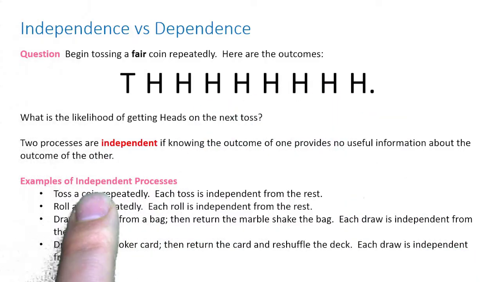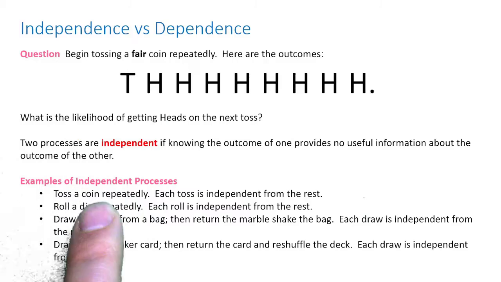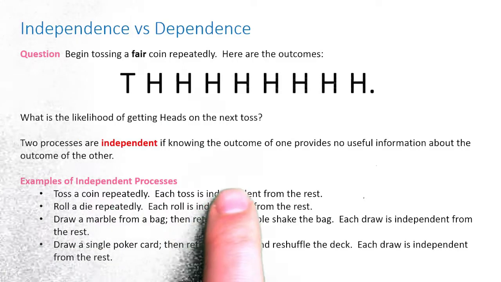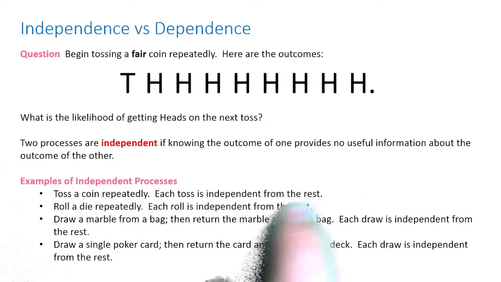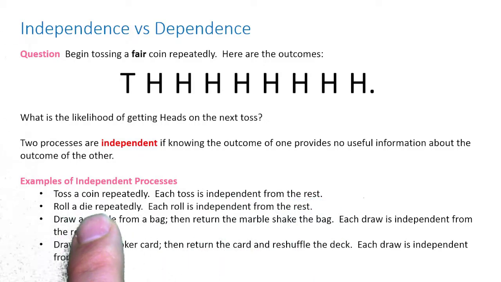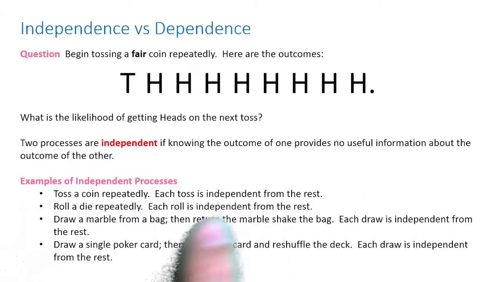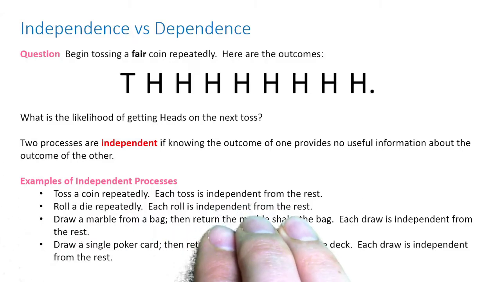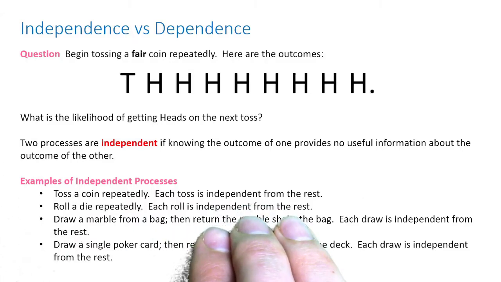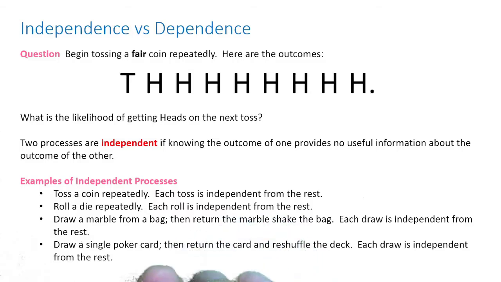Now, examples of independent processes. So this is one: tossing a coin repeatedly. Each toss is independent from the rest. Roll a die. We could have done the same example by rolling a die. Each roll is independent from the rest. The die has no knowledge of what it had previously shown, so every roll is independent from the previous rolls.